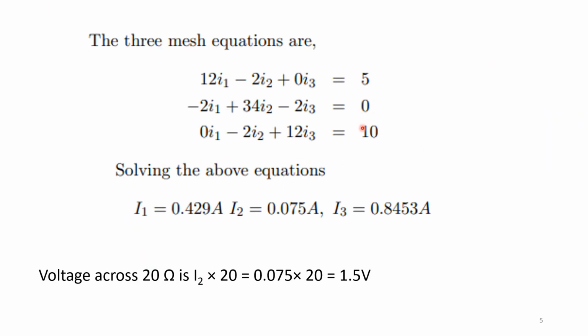After simplifying these 3 mesh equations, we can find I1 as 0.429 amps, I2 as 0.075 amps, I3 as 0.8453 amps, and the voltage across the 20 ohm resistor: I2 is the loop current that flows through that path, so I2 into the resistor value 20. If I multiply this, I get 1.5 volt. So by writing Maxwell's mesh equations using the loop analysis method, that is the mesh current technique, we can solve the circuit. Thank you.